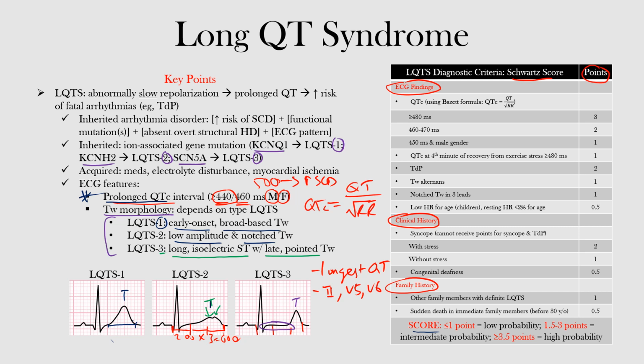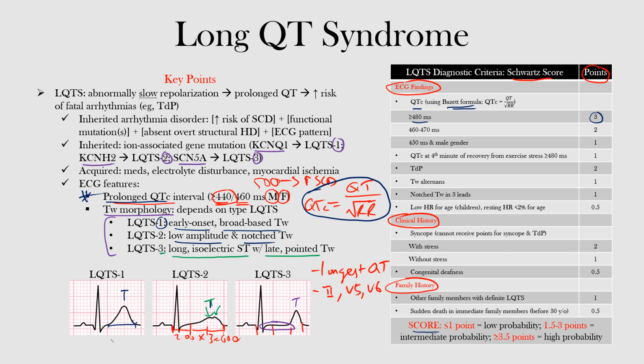So the first one, the EKG findings, have to do with the QTc interval. In this case, we're using the Bazett formula. Remember, it's the QTc equals the QT interval over the square root of the R to R interval. And what you see, if it's greater than or equal to 480 milliseconds, you get 3 points. If it's between 460 and 470 milliseconds, you get 2 points. If it is 450 milliseconds and male gender, you get 1 point.